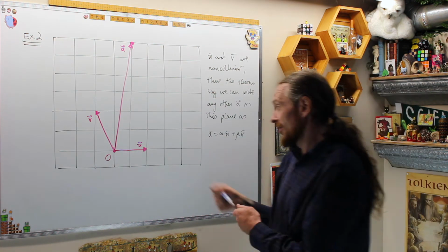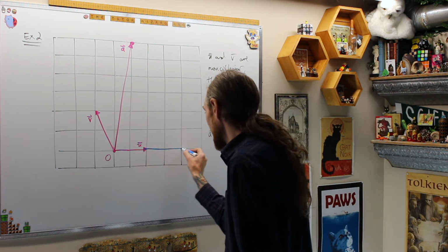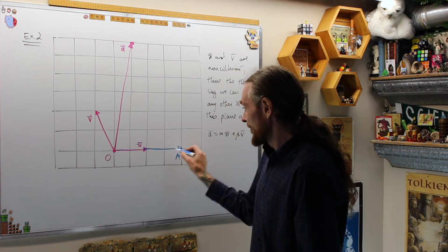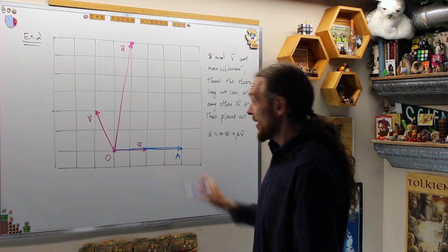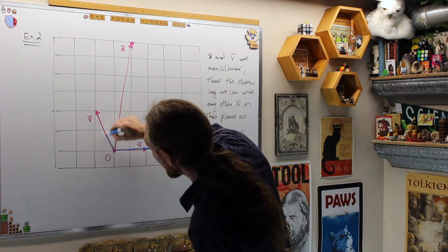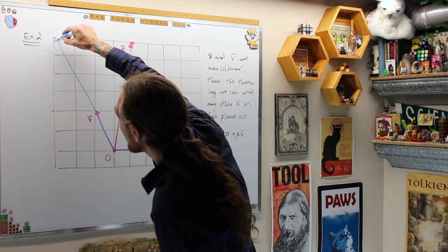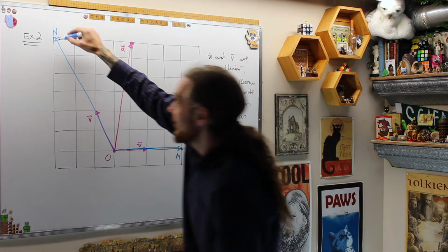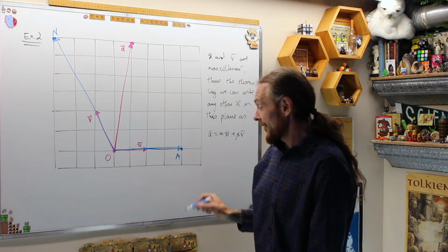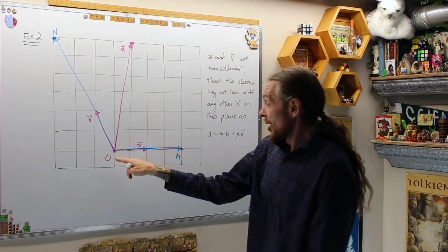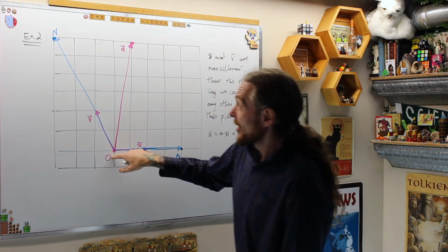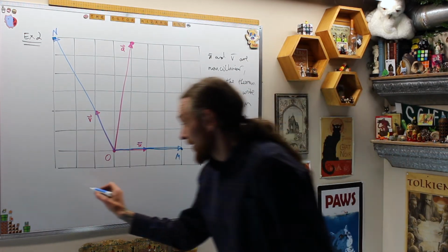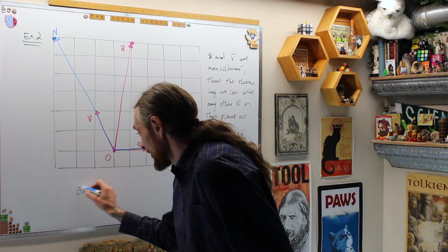How do I do that? The longest story short, what we're going to do is I'm going to create right here this vector OM, and then I'm going to create this vector right here. So I've created two more points, M and N. What I now have is two vectors, OM and ON.